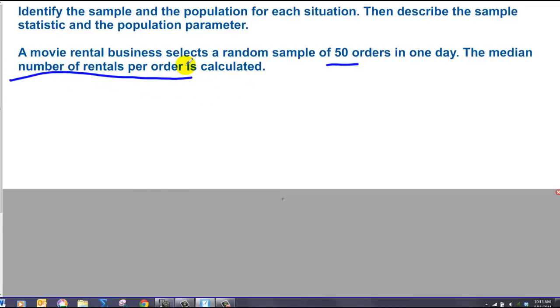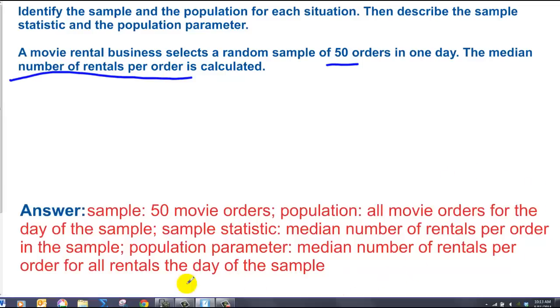So if we want to identify the sample and the population, we're looking at the following items. The sample is going to be 50 movie orders. That's the smaller part of the large. The population in this piece is going to be all the movie orders for the day. The sample statistic is going to be that median number of rentals per order in the sample, and the population parameter is the median number of rentals for all the rentals at that place in one given day. Let's do another one just to get a hang of it.